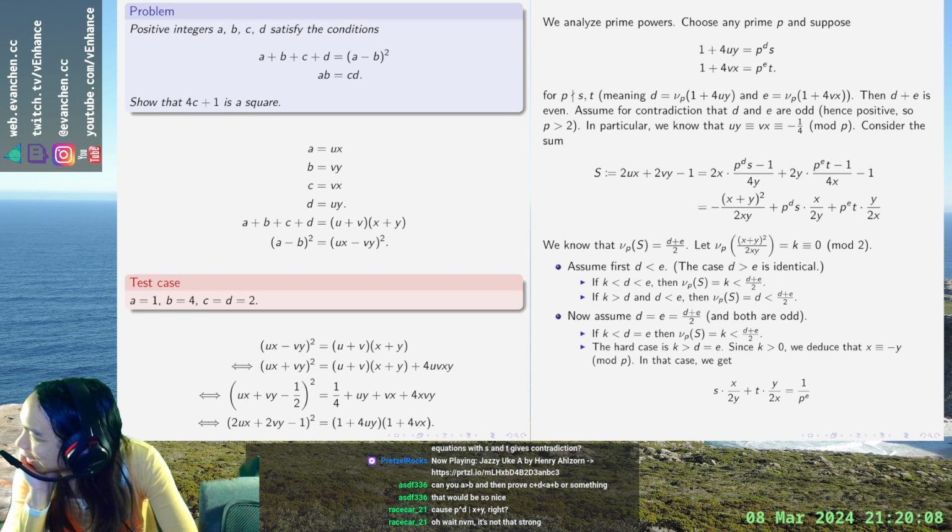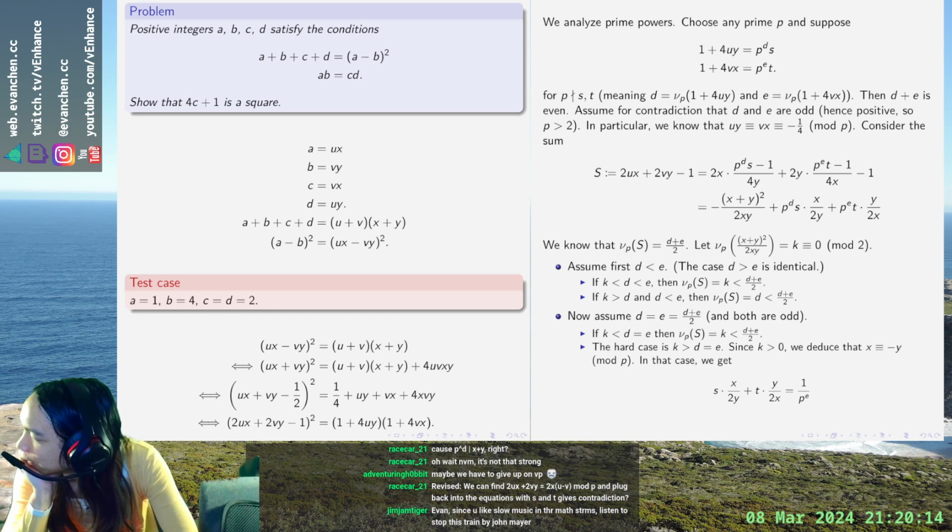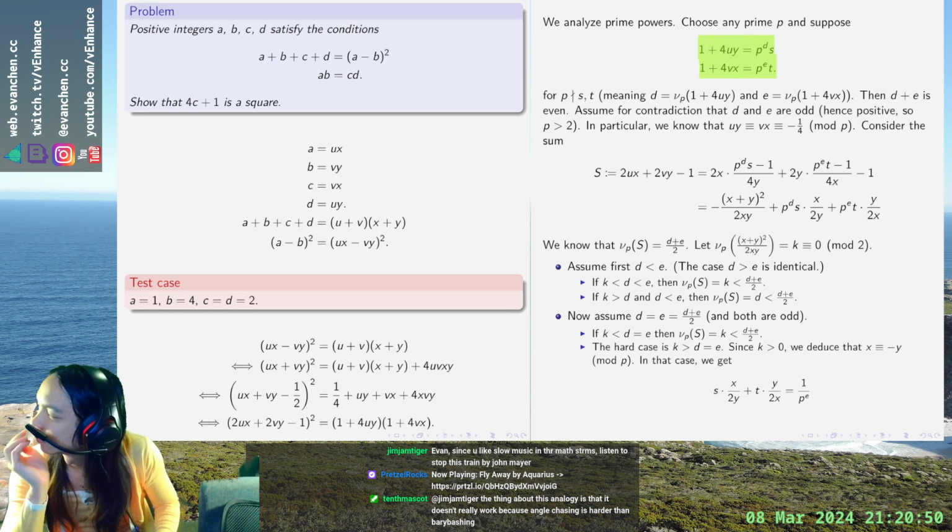It feels like it has to be a multiple of p somehow, but I can't prove it. Why do I need this? Do I just add these two things?